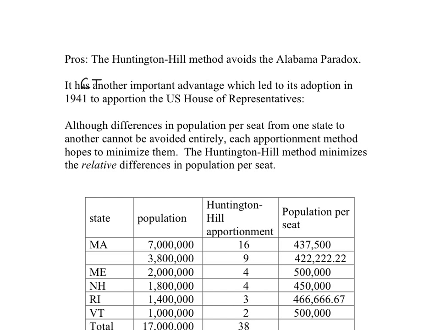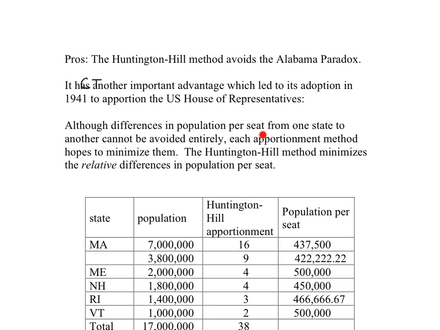And now the pros. First, the Huntington-Hill method avoids the Alabama paradox. It also avoids certain other paradoxes that we don't discuss in this course. There is another important advantage that Huntington-Hill has that led to its adoption in 1941 to apportion the U.S. House of Representatives, and is a reason that keeps getting brought forward for maintaining the Huntington-Hill method instead of switching to a different method. Okay, so here's the thought process.